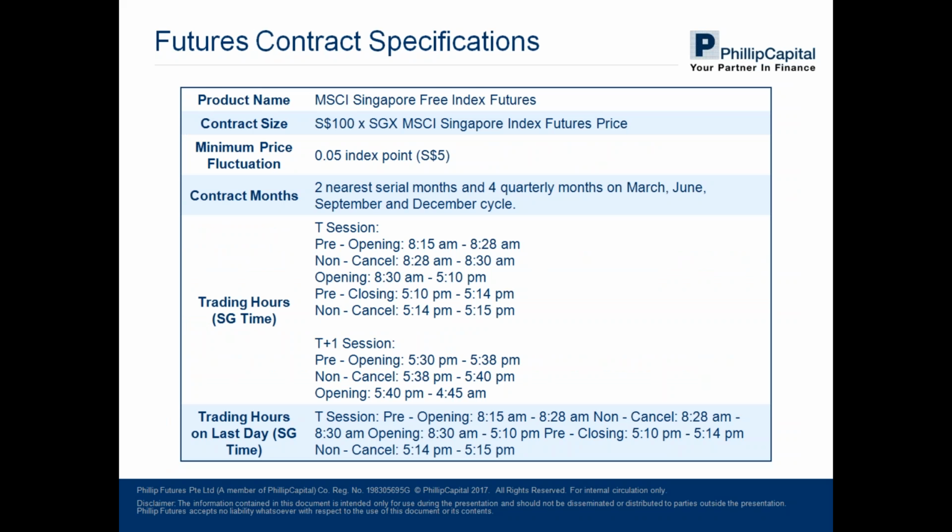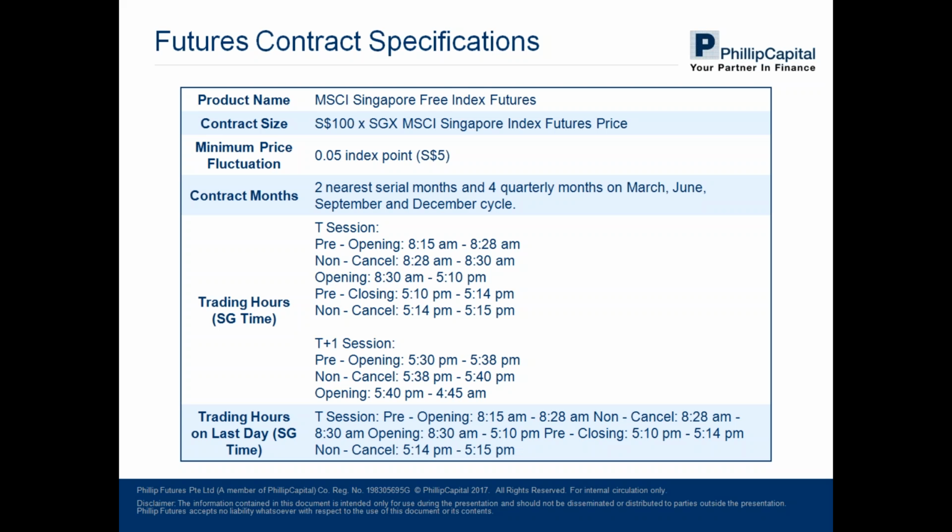So when it comes to the SIMSCI, MSCI Singapore Free Index Futures, these are the contract specifications. Whatever the SIMSCI index is, the exposure you're getting is 100 Singapore dollars multiplied by that. The minimum price fluctuation is 0.05 index points. At any one time, you can see 2 nearest months and 4 quarterly months contracts being traded, meaning to say that you will see 6 contracts traded at any one time on the SIMSCI.